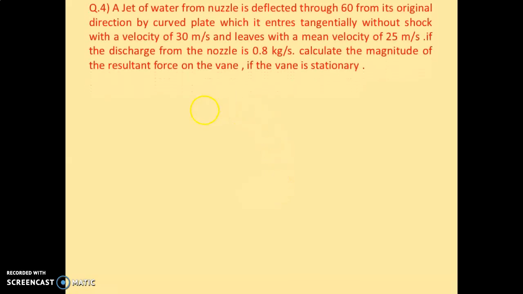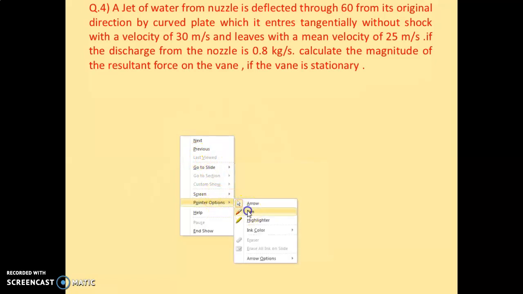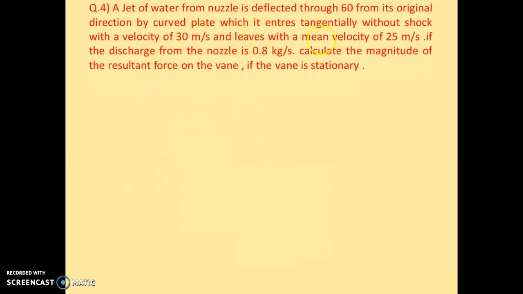The problem is such: a jet of water from a nozzle is deflected through 60 degree from its original direction by a curved plate which it enters tangentially without shock with a velocity of 30 meter per second and leaves with a mean velocity of 25 meter per second. If the discharge from the nozzle is 0.8 kg per second, calculate the magnitude of the resultant force on the vane if the vane is stationary.